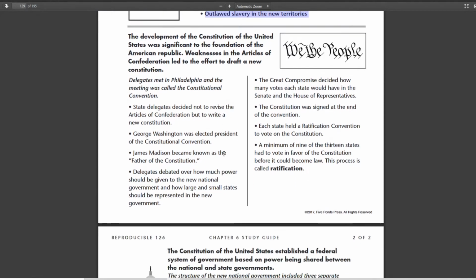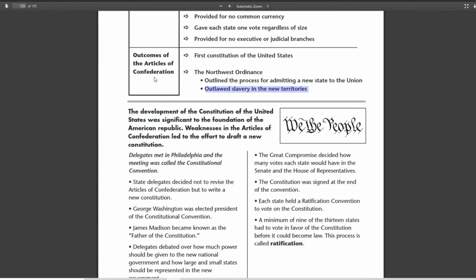Okay? So obviously the Articles of Confederation were no good. A lot of weaknesses, and they needed to be addressed. So the delegates met in Philadelphia to either repair the Articles of Confederation or to start over, and they decided to start over with a new constitution. That's what we have right here in this bullet. And George Washington was elected president of the Constitutional Convention. So not only does he become our first president, but he was president of the Constitutional Convention before he became president of the United States.